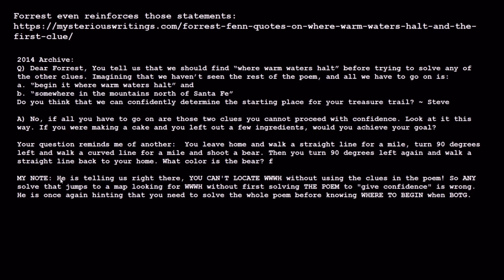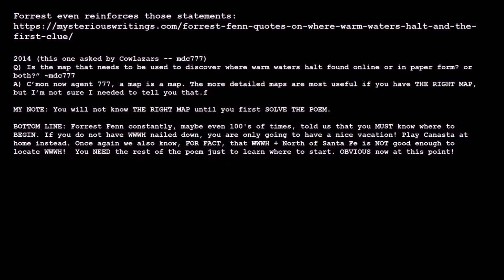So he's telling you again here, you can't locate where warm waters halt without using the clues in the poem. So any solve that jumps to a map looking for where warm waters halt without first solving the poem to give confidence is going to be wrong. He's once again hinting that you need to solve the whole poem before knowing where to begin when boots on the ground. Here's a third one. I'm just going to throw it in there.